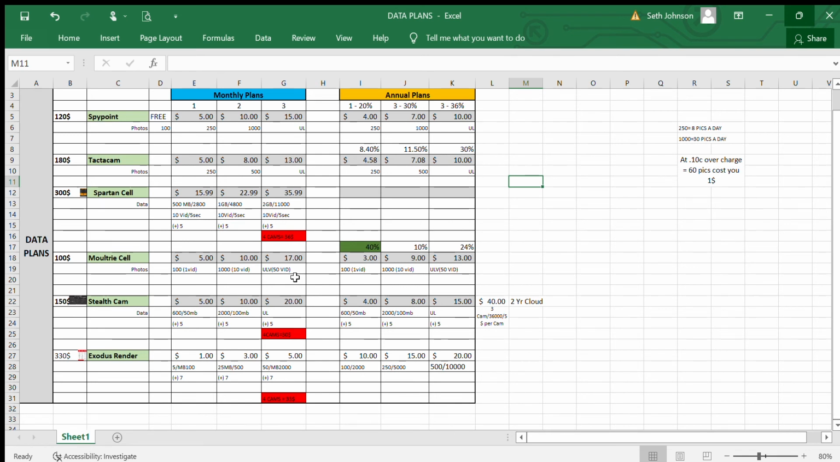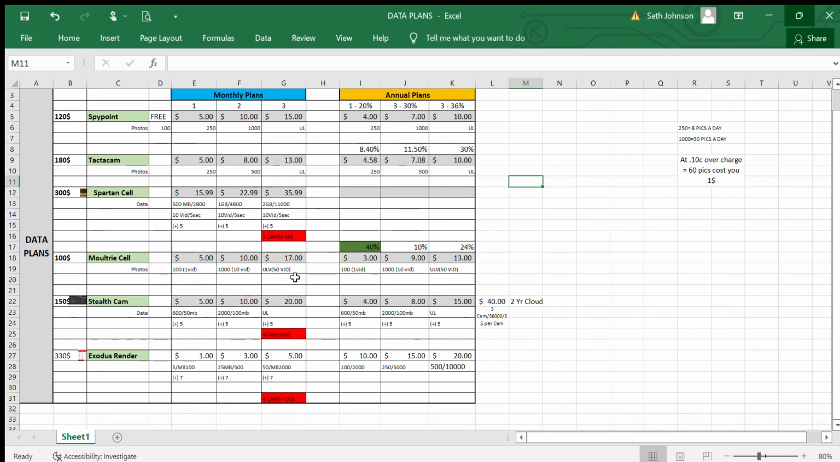Now, Stealth Cam, also a real popular camera, runs off of a data plan, getting a lot of attention. Typically runs about $150, give or take. The initial plan, you're getting $5 for 600 pictures at 50 megabytes, plus $5 a camera. Now for a data plan, you can see the theme, as we mentioned, tons of pictures on the data plan.